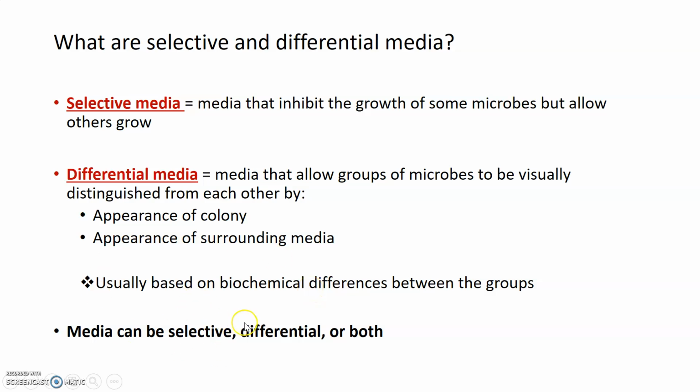differential and selective media can be either one or the other, so they can be just selective, just differential, or they can be both. And all of the examples in this particular lecture are selective and differential.